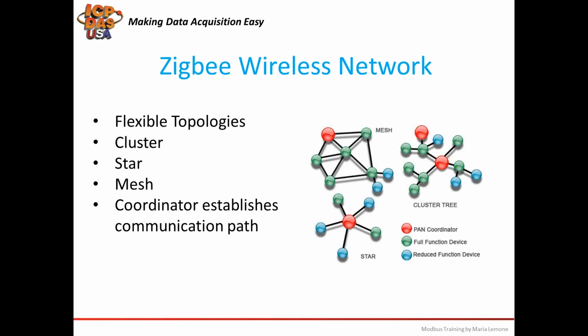Zigbee supports many flexible topologies like cluster, where nodes are arranged around the host converter in little bunches, mesh, where the host coordinator is at one end, or star, where the host coordinator is in the middle. We provide Zigbee Alliance-based products that work with other vendors' Zigbee Alliance-based products.